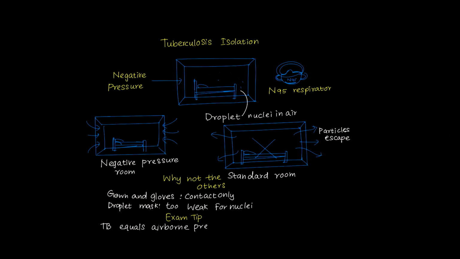Here's a D444 OA exam tip for you. TB equals airborne precautions, always. Memory hook: negative pressure plus N95 for nuclei.